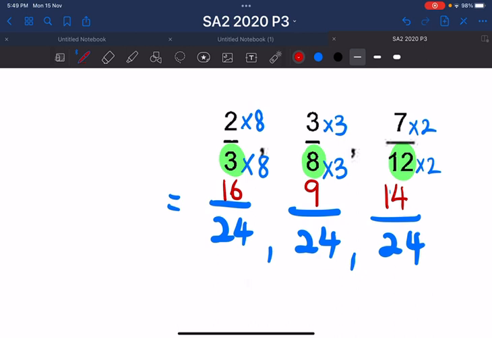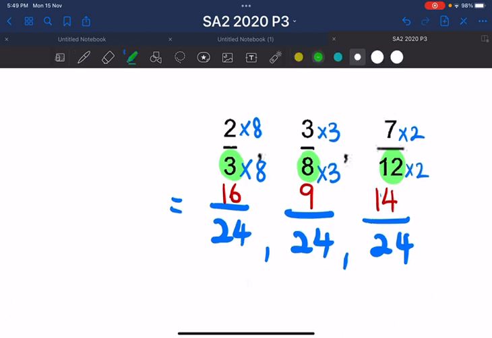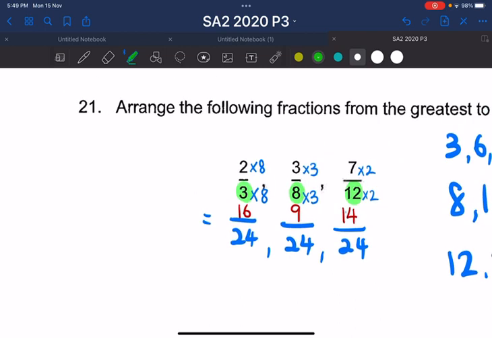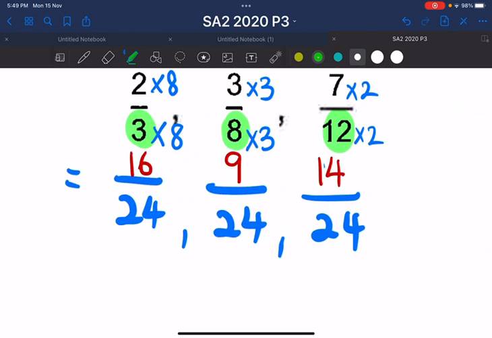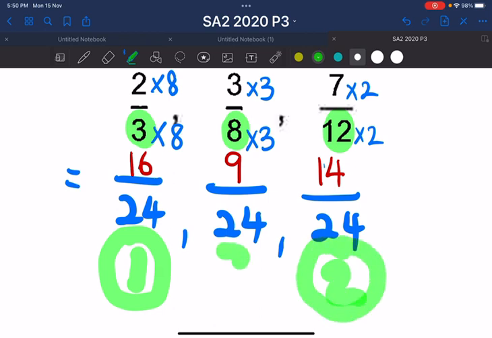Aha. So now you can see which one comes first. By the way, which one do we want? We want the biggest first, right? So the biggest shall go to this: 16 parts out of 24 parts. That's a lot, right? You have a total of 24 parts, 16 are shaded. So that's a big part. Followed by the next biggest one, this one. And the smallest one is the third one here.